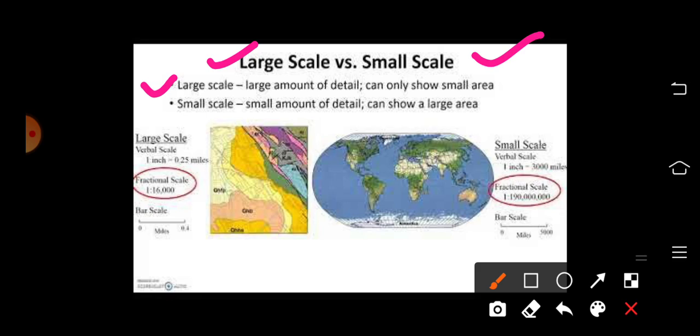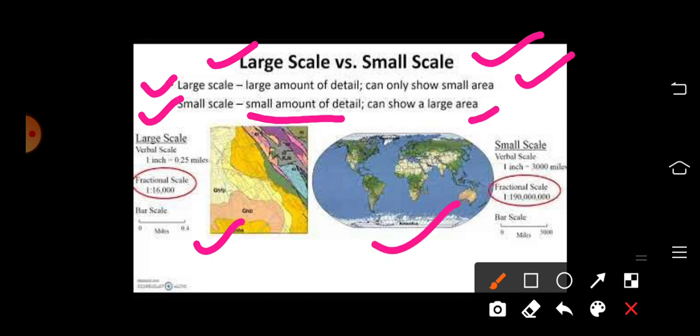First among them is large scale maps. A large scale map has a very large amount of details. A large amount of information is given on a large scale map, but it represents only a small area. Large scale, small area. And what about the small scale map? It represents a large area and it can include only a small amount of details. So you can see these two types of maps here, large scale map and small scale map.